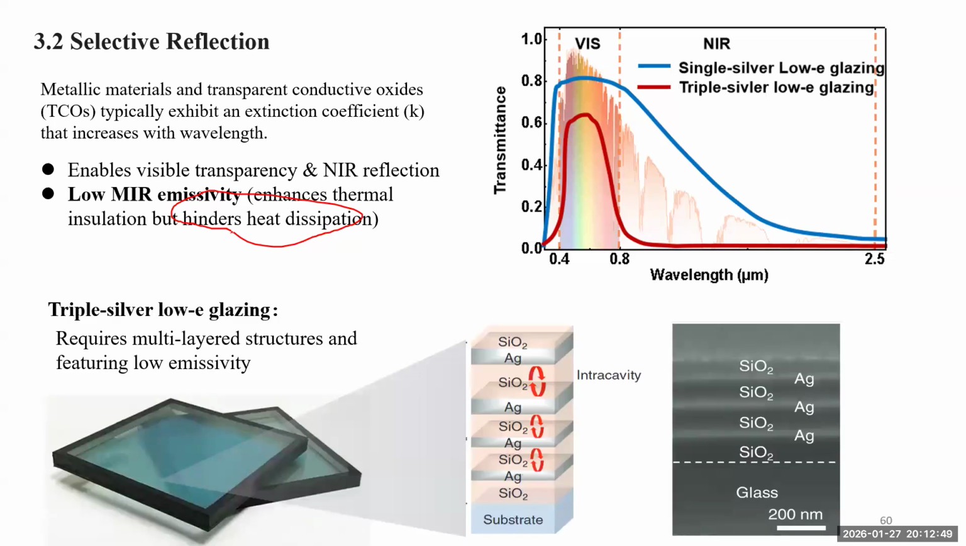The general application is the low E coating. Low E coating has single, double, and triple low E coating. The triple low E coating has better performance. The single silver low E coating has a relatively poor blocking property, but the triple is good, though it also requires multi-layered structures featuring low emissivity, which is its drawback.